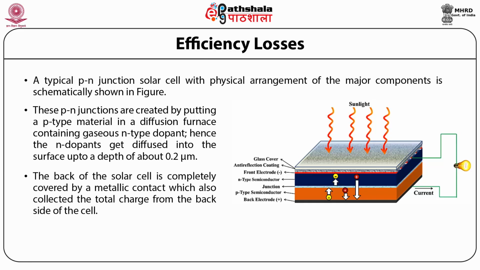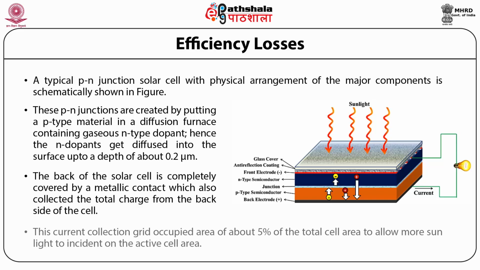The back of the solar cell is completely covered by a metallic contact, which also collects the total charge from the back side of the cell. A fine metallic grid is used on the front side of the cell that collects the charge from the front side. This current collection grid occupies about 5% of the total area to allow more sunlight to be incident on the active cell area.